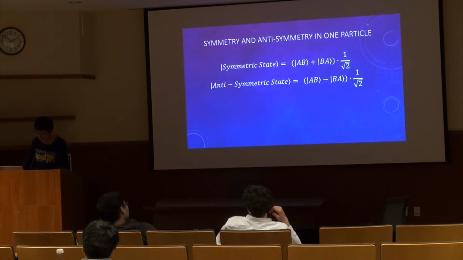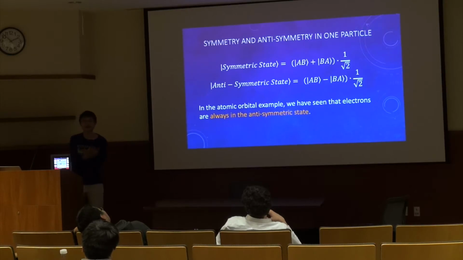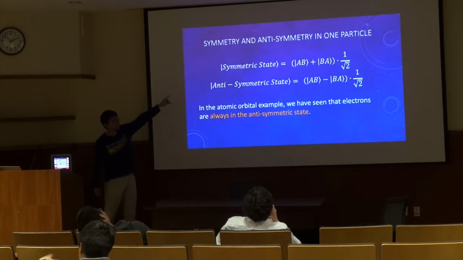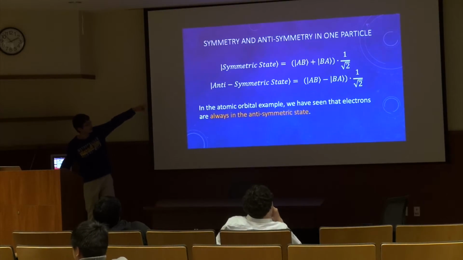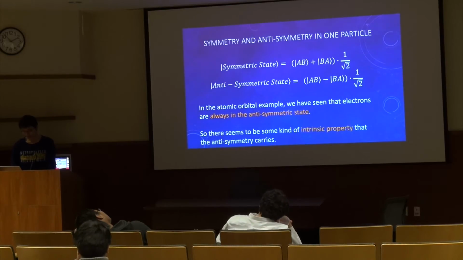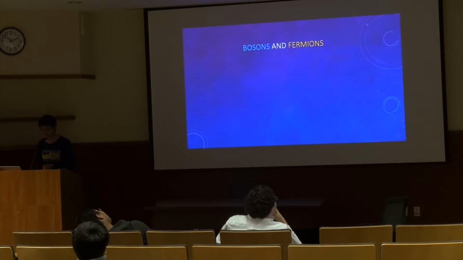Okay, so again, going back to the symmetric and antisymmetric states that Lydia talked about, what's interesting is, in the atomic orbital example, all the electrons are always living in the antisymmetric state, which means this property is something intrinsic in each type of particle. It's not that the electron can sometimes be antisymmetric, sometimes be symmetric based on circumstances. It turns out that particles are always in antisymmetric state or in symmetric state. So that gives us a way to characterize particles. And these two classes of particles are called bosons and fermions.